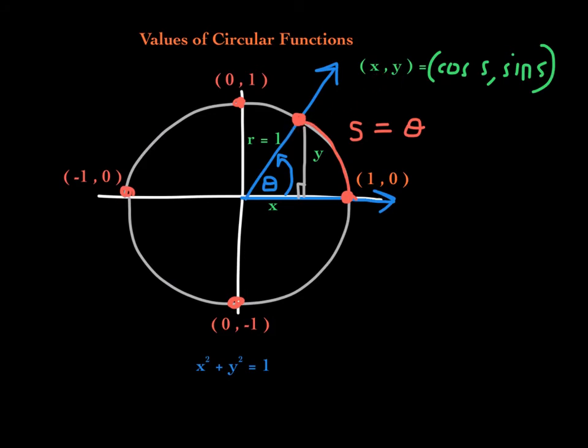Don't forget that x is defined to be cosine of s and y is defined to be sine of s. So the length of the intercepted arc s is the real number that corresponds to the radian measure of angle theta. Okay, so let's look at some examples so we can put all of this information to work.